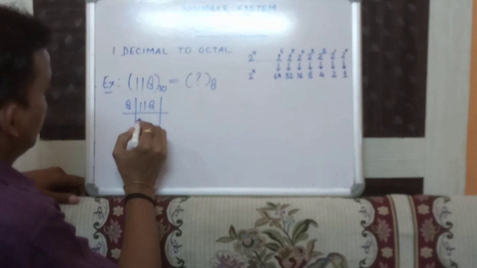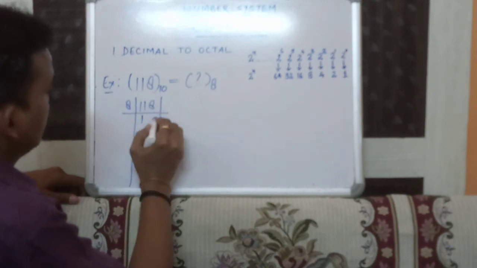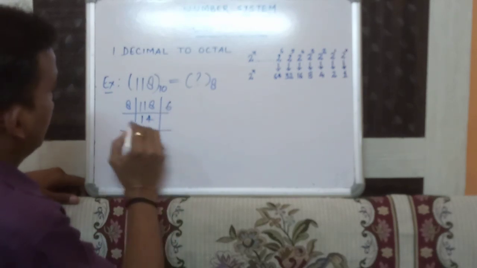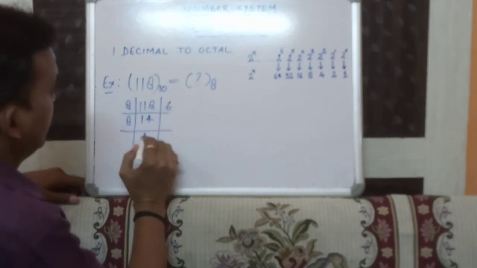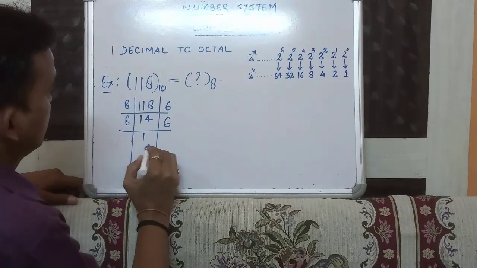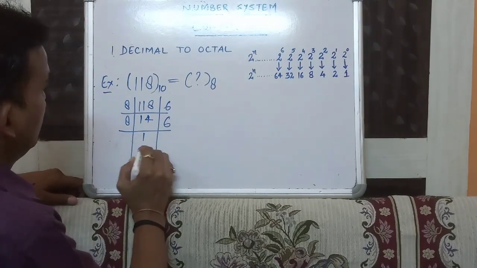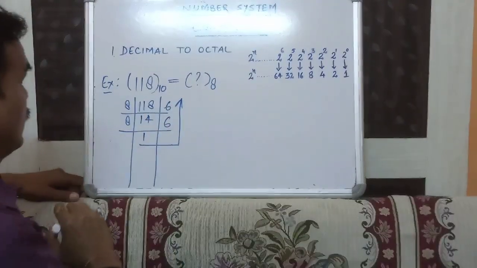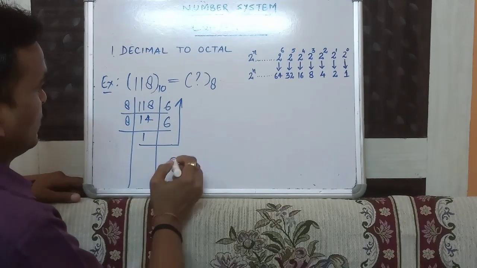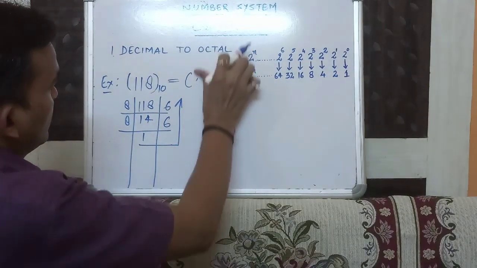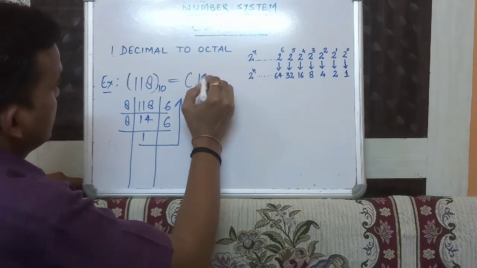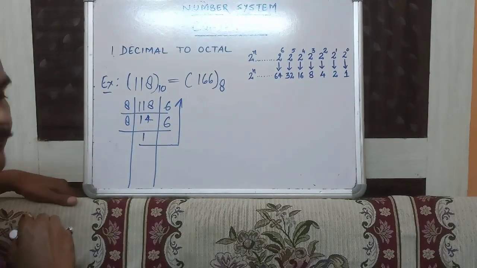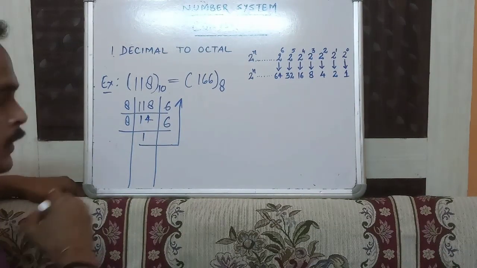8 ones are 8 and 3, 8 fours are 32, 6 remaining. Again 8 ones are 8, remaining 6, and 1 is not divisible. So this is the calculation, and we write it from bottom to top, likewise, 166 in octal. So this is the value of 118 in terms of octal.